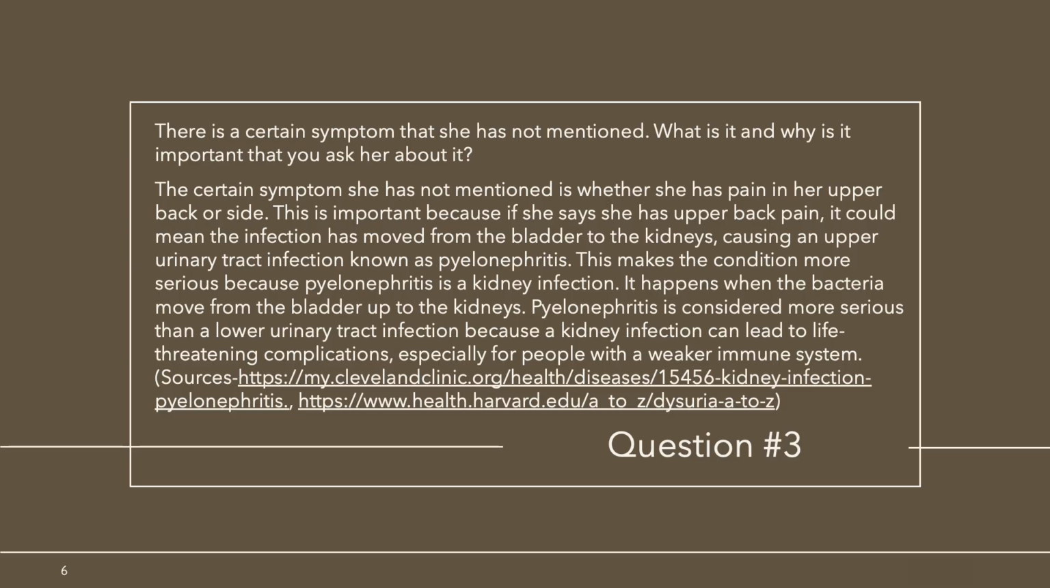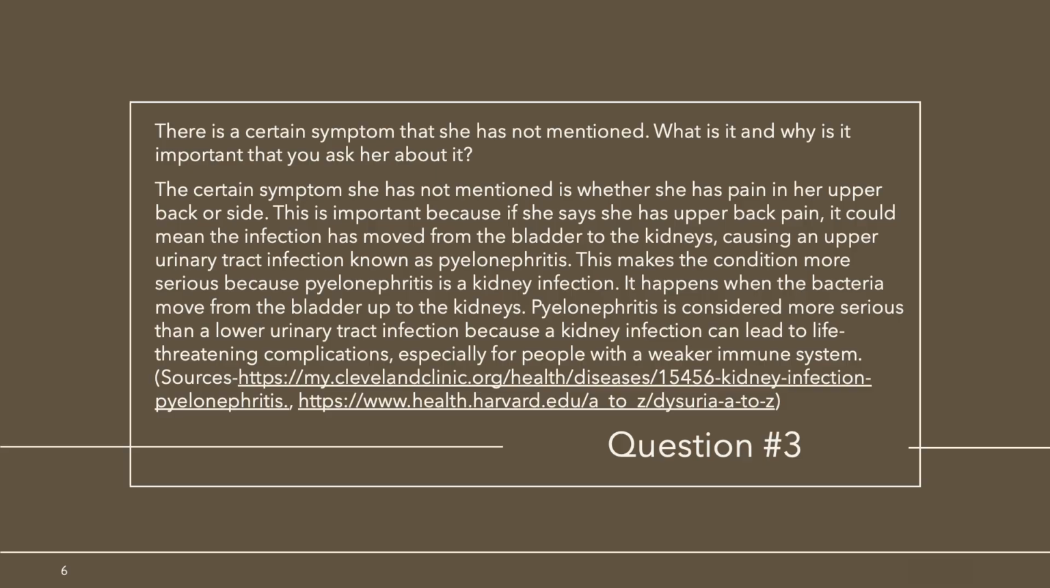Question number 3 says, there is a certain symptom that she has not mentioned. What is it and why is it important that you ask her about it? The symptom she has not mentioned is whether she has pain in her upper back or side. This is important because if she has upper back or side pain, it could mean the infection has moved from the bladder to the kidneys, causing an upper urinary tract infection known as pyelonephritis. This makes the condition more serious because pyelonephritis is a kidney infection. It happens when bacteria move from the bladder up to the kidneys.